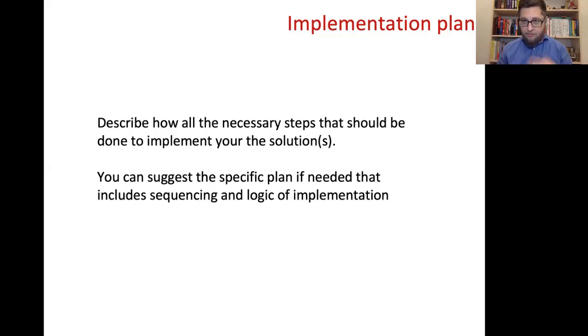This implementation plan is really necessary, because if you are preparing a white paper for the policymakers, they will simply take this plan and then do the votings, do different laws, do different documents that will be voted on and that will be implemented. So they need to know the logic of the process.